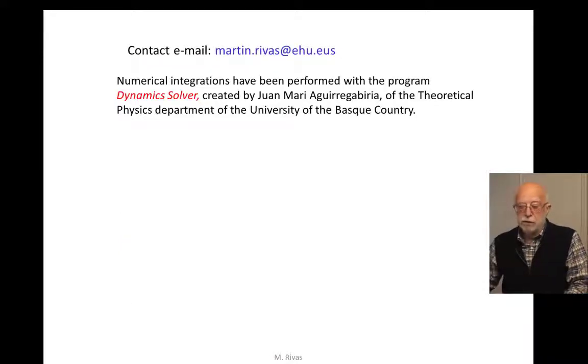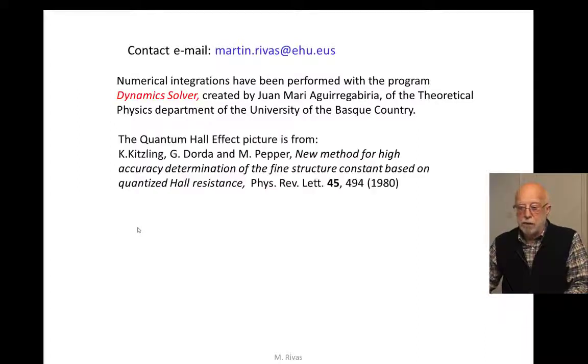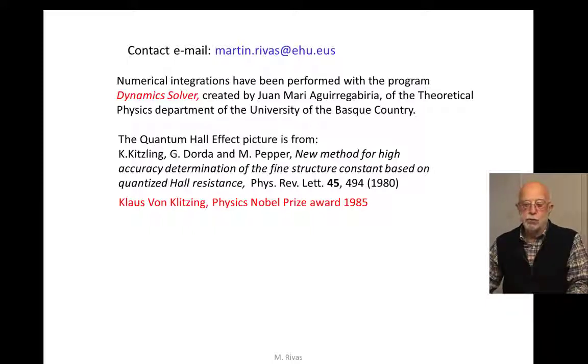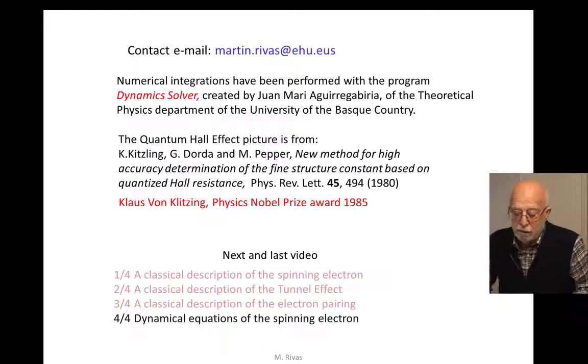The numerical integration has been performed with this dynamic solver computer program, and that picture of the quantum Hall effect was taken from this physics paper of 1980. In 1985, Klaus von Klitzing was awarded the Physics Nobel Prize for the discovery of the integer quantum Hall effect. Now, just one lecture is left, and in the last one I will introduce the differential equations which are satisfied by this model of the spinning electron.